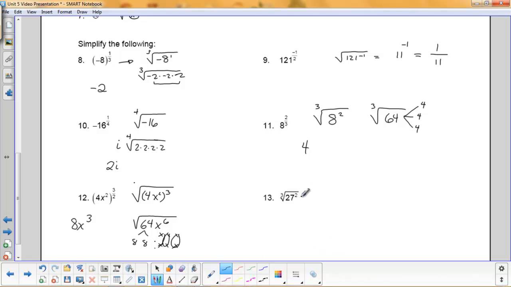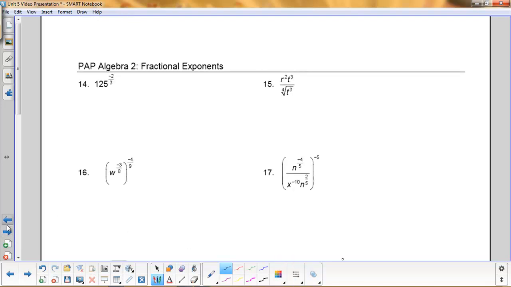Let's switch this. Well, it's already ready for me, so I'm just going to go ahead and address this one first. So the cube root of 27 is 9, and 9 squared is, sorry, let's fix that, shall we? The cube root of 27 is 3, and 3 squared is 9. All right? Question number 14.